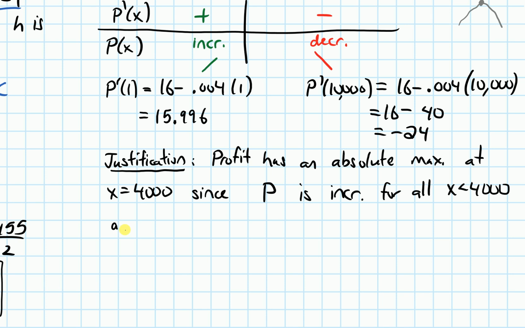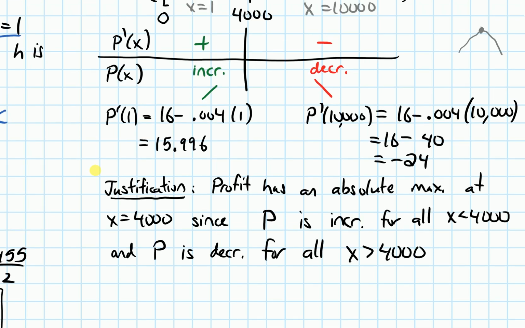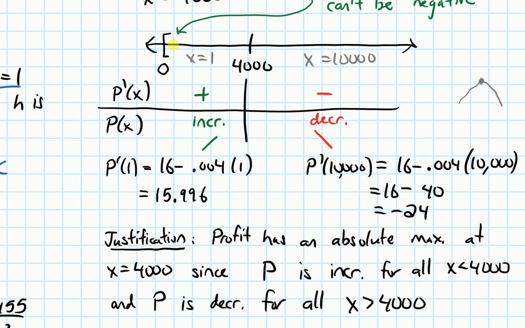And P, our profit, is decreasing for all values of x that are greater than 4,000. Okay, and one thing that you might be noticing is, wait, in our number line, it sort of started at 0, but here I said P is increasing for all values of x that are less than 4,000, so everything to the left of 4,000.